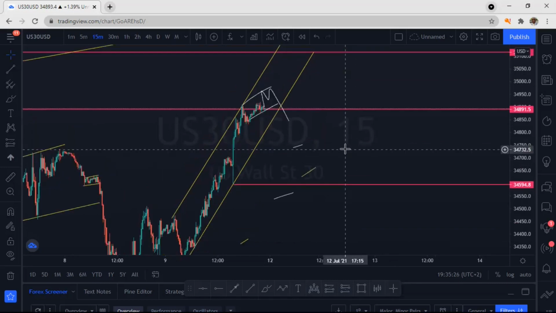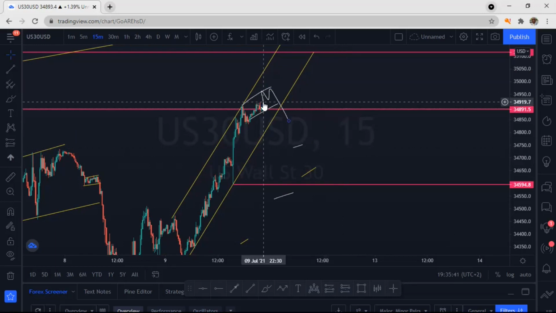Because what matters the most is how did the price get there? Did it get there in an impulsive manner? Did it get there in a correction manner? If it did get there in a correction manner, which means most people will be buying here.